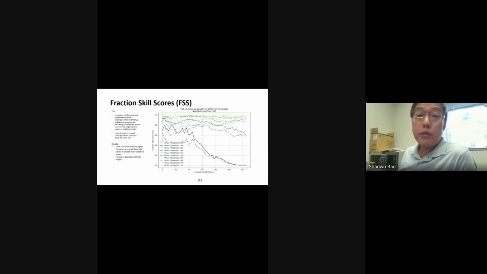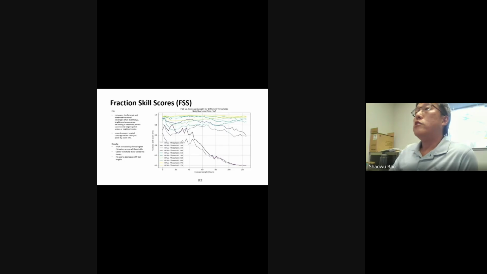And the benefit of this neighborhood method is it rewards correct spatial structure rather than a point-to-point match. So it can tolerate some point-to-point mismatch, but have the similar structures. Anyway, in this verification, we use the 5 grid by 5 grid neighborhood. So for each grid point, for each model, we count the hits and the misses in the 5 by 5 grid neighborhood.